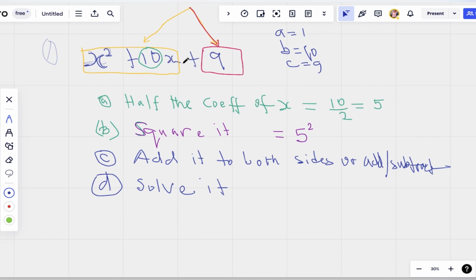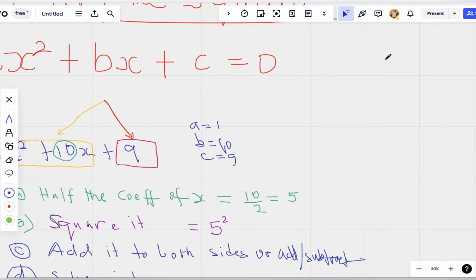But for this one, we are not adding to both sides. You add it here, you subtract it here, because it's one side, there's no both sides. It's just one side. It's on the left. This is what I mean by add and subtract, and this is what I mean by adding to both sides.